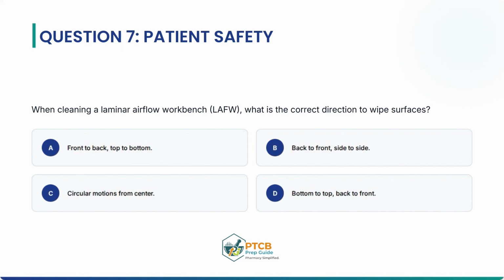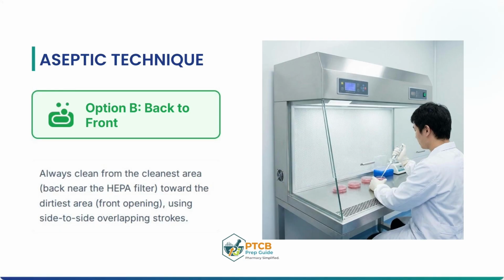Heading over to question number 7, let's move into the clean room. You're cleaning a laminar airflow workbench. What's the correct direction to wipe? Option A, front to back, then top to bottom. Option B, back to front, side to side, starting from the top. Option C, circular motions from the center. Or option D, bottom to top, then back to front. The answer is option B. You always clean from the cleanest area, which is the back near the HEPA filter, toward the dirtiest area at the front opening, using side-to-side, overlapping strokes.